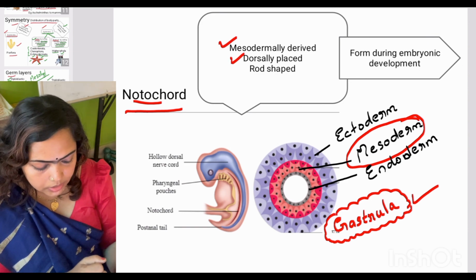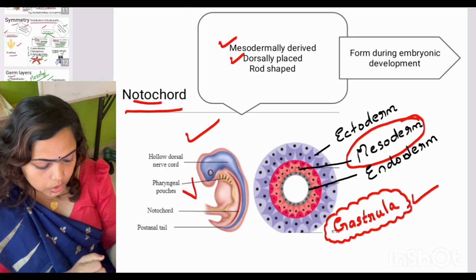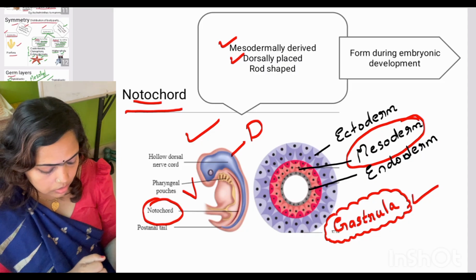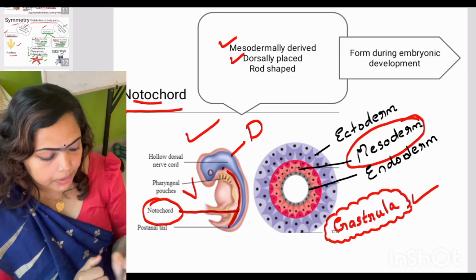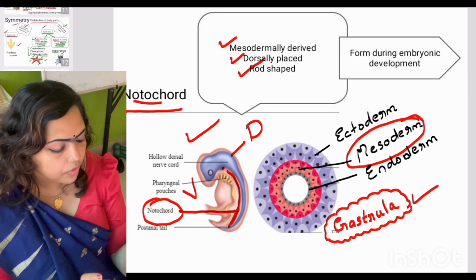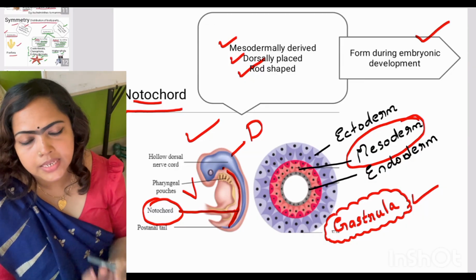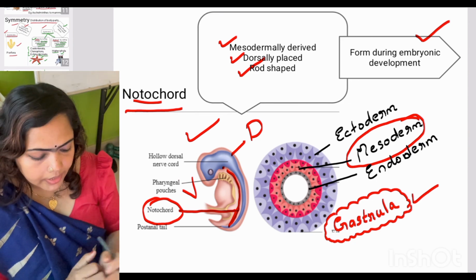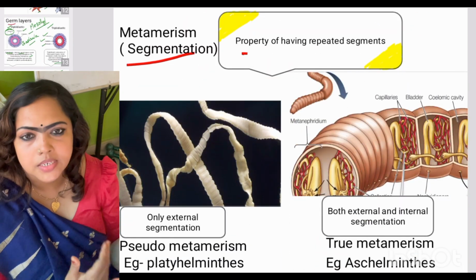See, this is the embryonic stage, and this is the ventral surface, and this is the dorsal surface. And here is the notochord. So it should be dorsally placed and rod-shaped, and this is a structure that is formed during embryonic development. If this structure is present, the organism comes under chordates, and if this structure is absent, it comes under non-chordates. And next, metamerism or segmentation, that is, the property of having repeated segments.